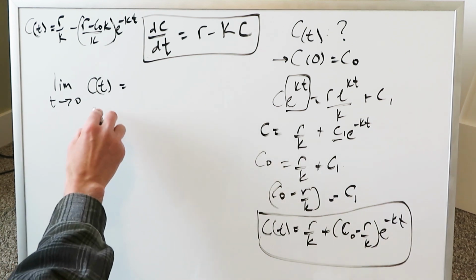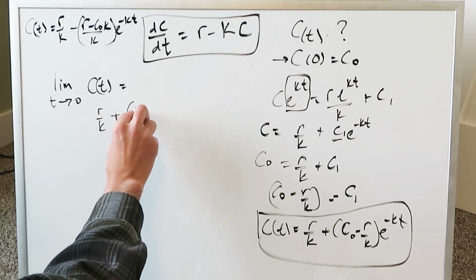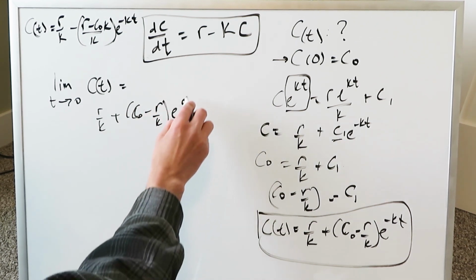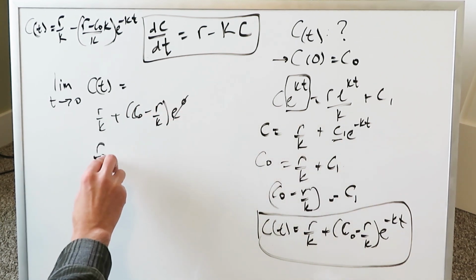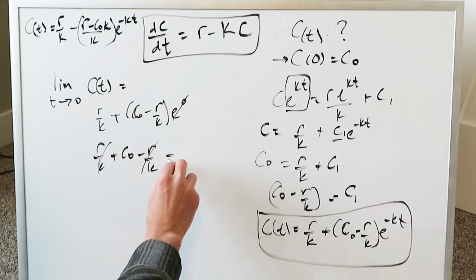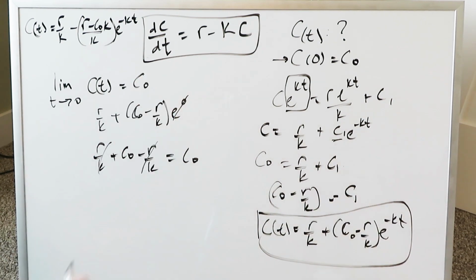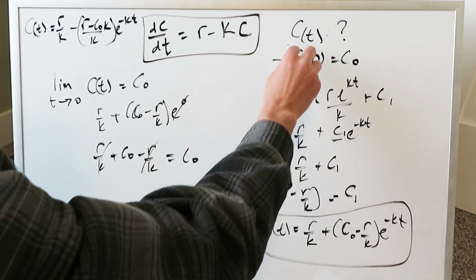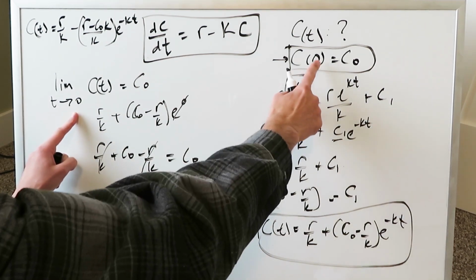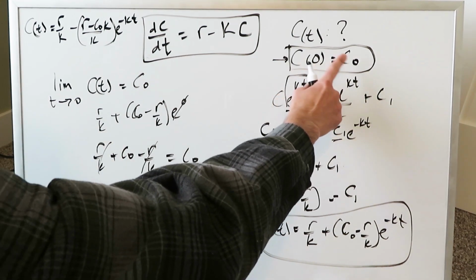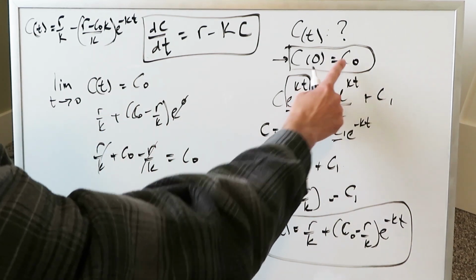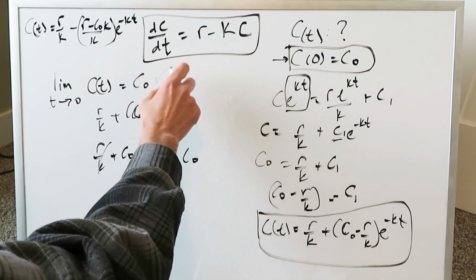When you do that, you have r over k plus c0 minus r over k times e to the power of 0, which is just a 1. You can open this up. You'll have r over k plus c0 minus r over k. These will cancel out and you'll have c0, and that's exactly a very good answer because it's confirming this specific part right here. At initial time, t equals 0, minutes, seconds, whatever it might be, your concentration of the glucose in the bloodstream should obviously equal your initial concentration, and it does, and it makes sense and it's right.